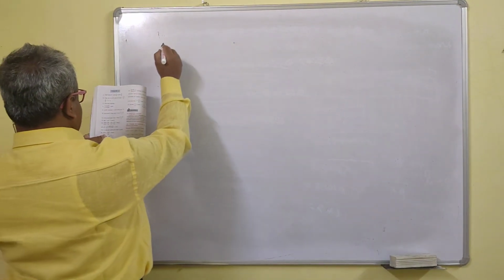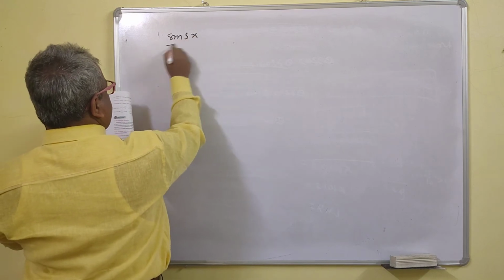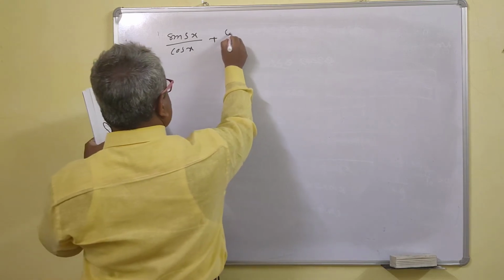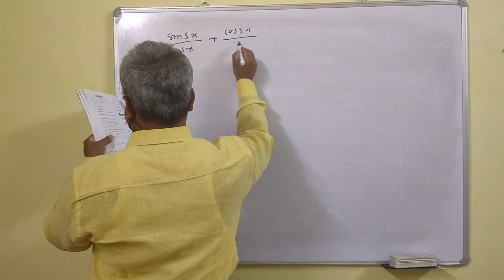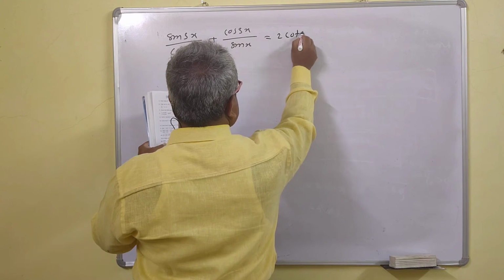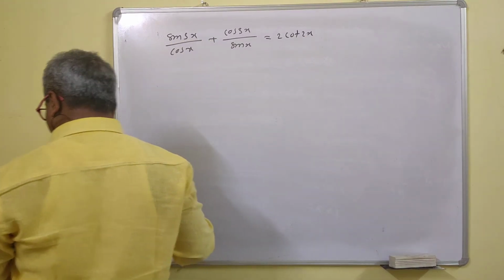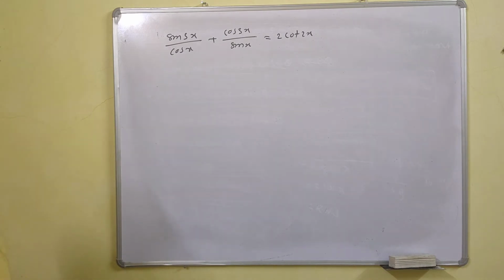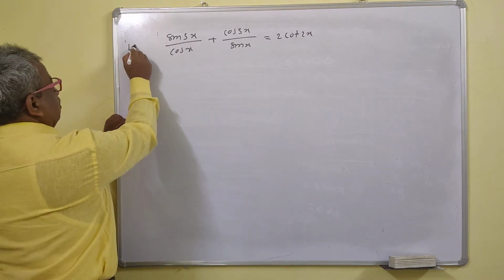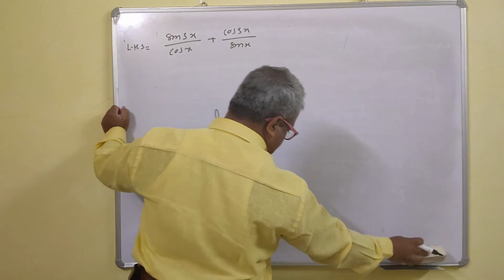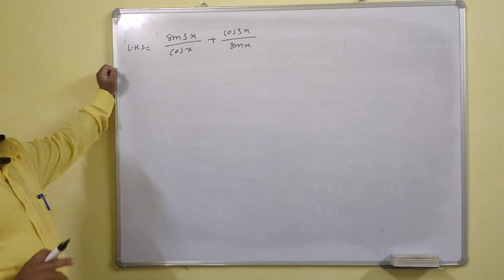Next, prove that sin 3x upon cos x plus cos 3x upon sin x is equal to 2 cot twice x. Again, this problem is very simple. So what we'll do? We'll take LHS. Now 2 cot twice x means what? Cos twice x upon sin twice x.